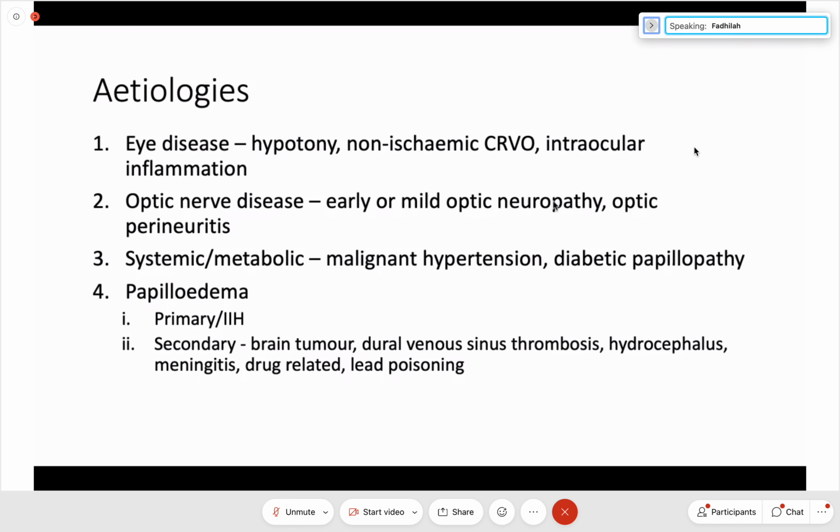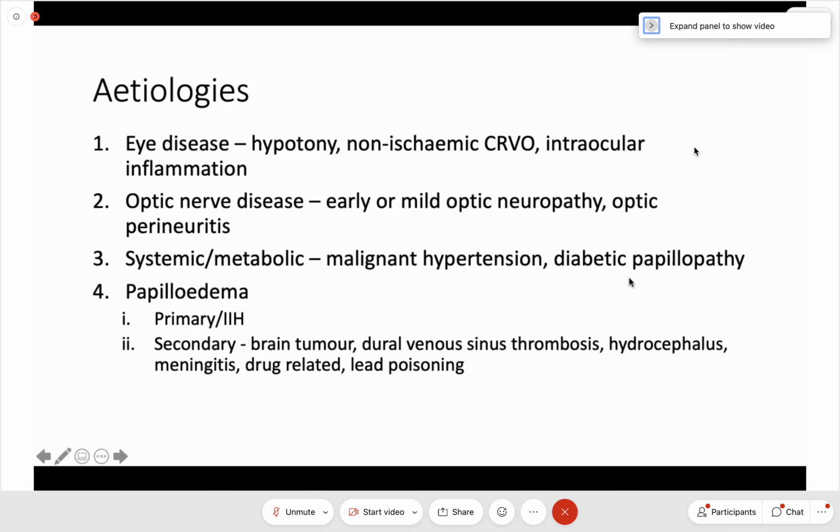Next is optic nerve disease. Of course, any kind of early or mild optic neuropathy, you can have the vision preserved but the optic swelling is there. And optic perineuritis also can give rise to a swollen disc, but the vision is somewhat retained, at least at the beginning of the disease process. Next group is systemic or metabolic diseases: malignant hypertension, we all know about this, and diabetic papillopathy as well. The vision is somewhat preserved, but they have swollen discs.